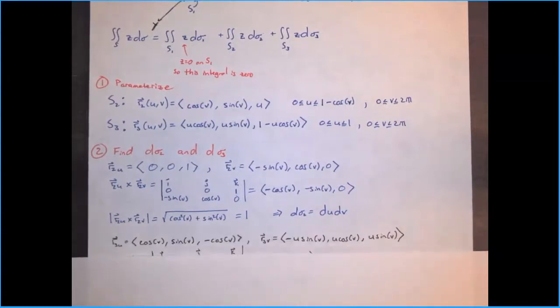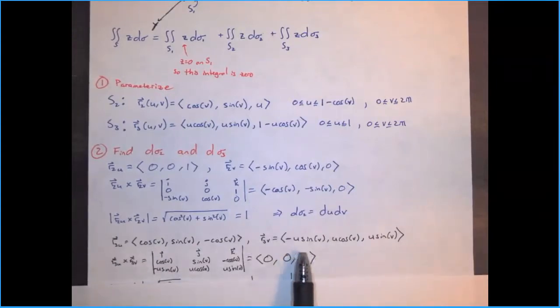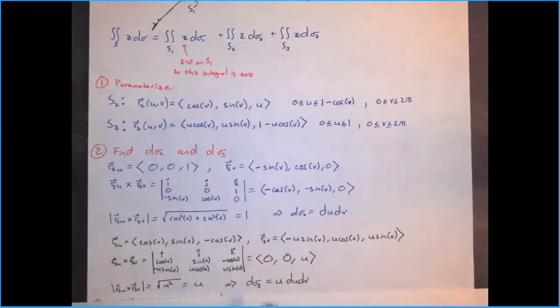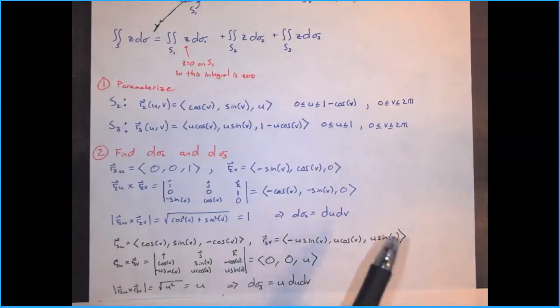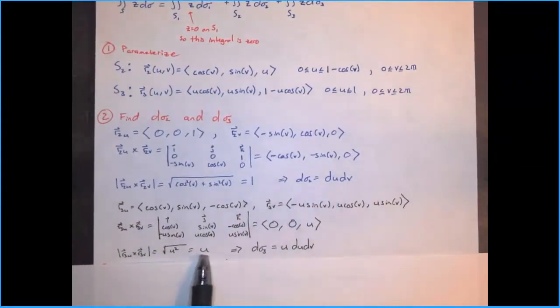For the third surface, I do the same thing. Take partial derivatives: with respect to u, cosine v, sine v, negative cosine v; the partial derivative with respect to v, negative u sine v, u cosine v, u sine v. I set up my cross product. It looks like it's going to be more complicated, but it ends up just being 0, 0, u, which you can verify. I take the magnitude, and I just get u.